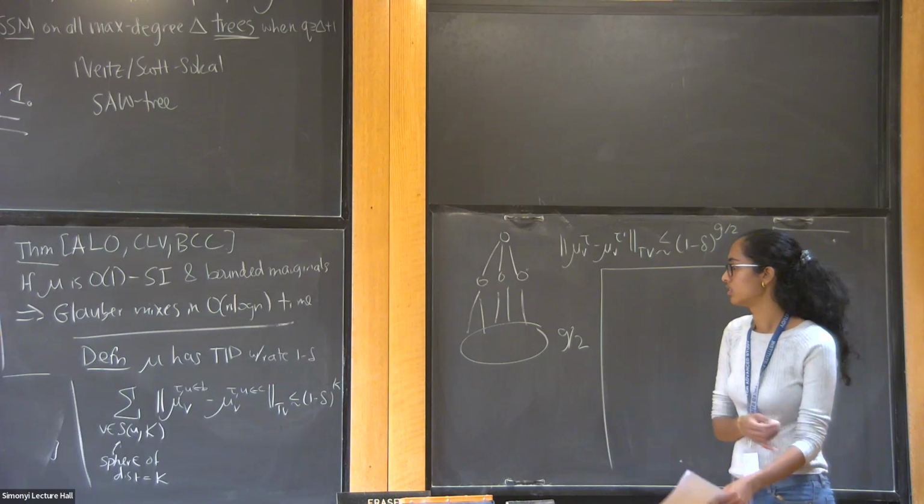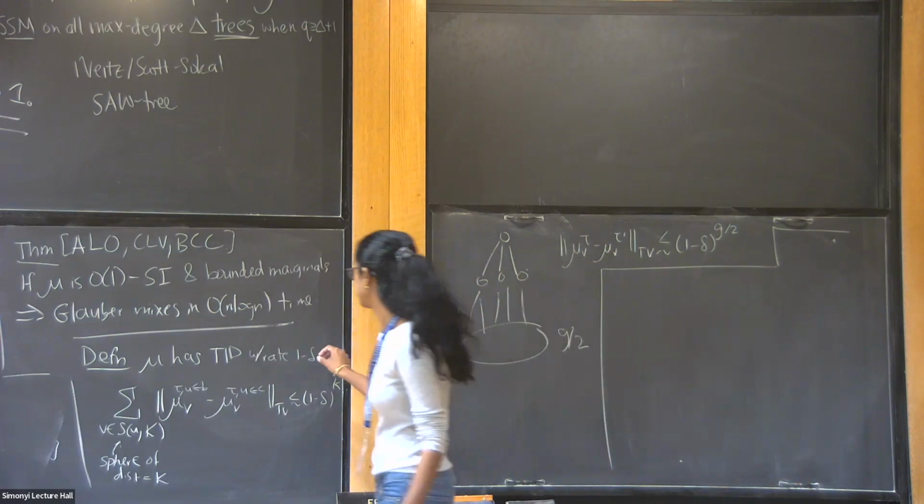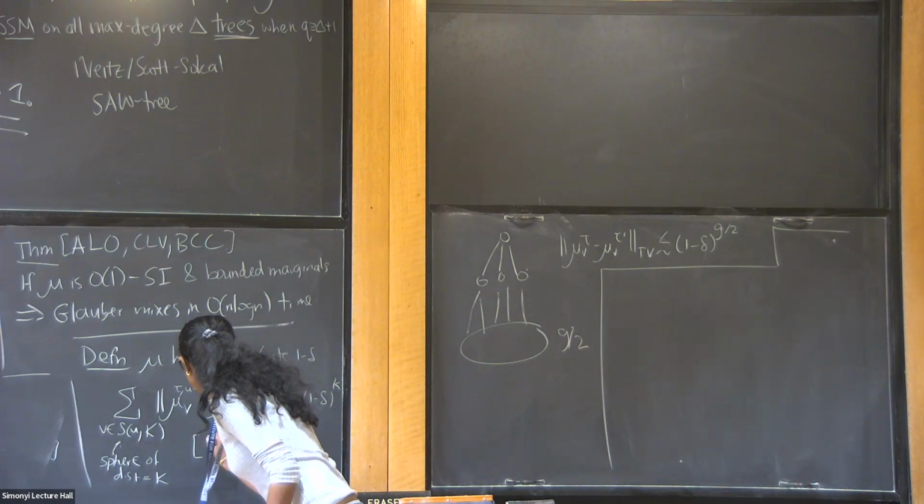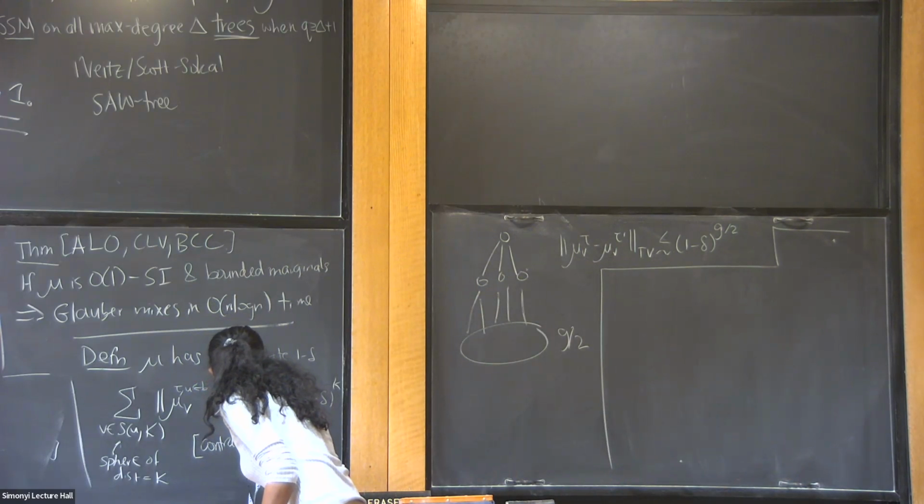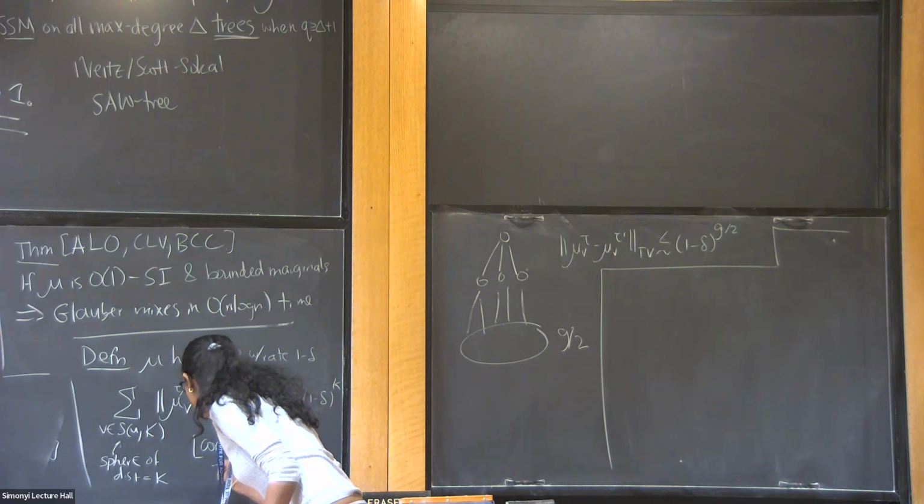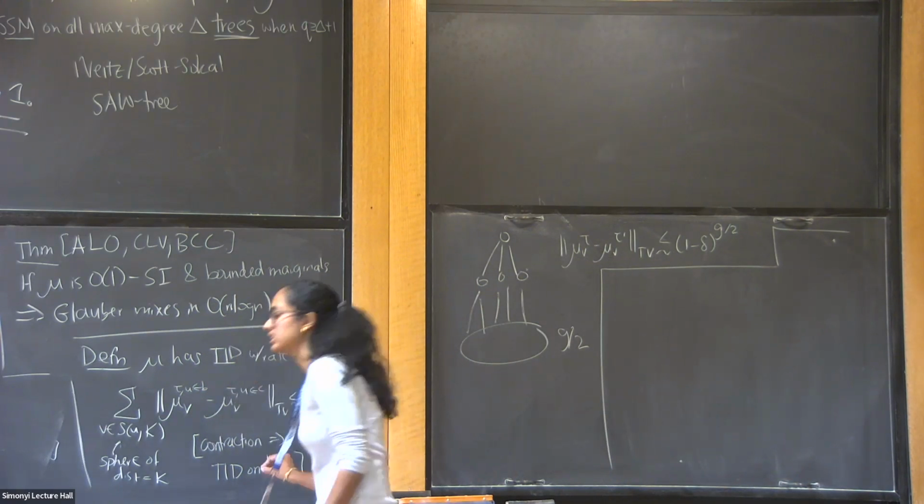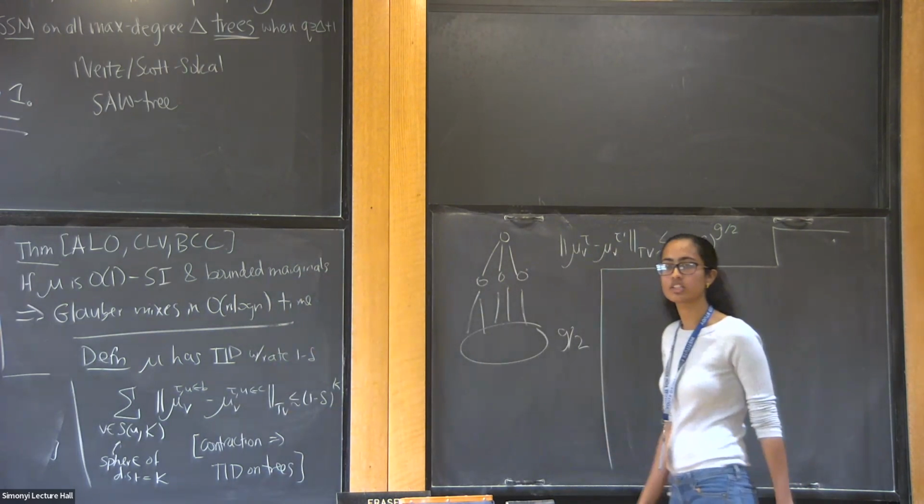This is still for trees. Yeah. And so contraction implies total influence decay on trees. We still need to get to graphs, but this turns out to be the important necessary ingredient to getting to graphs.